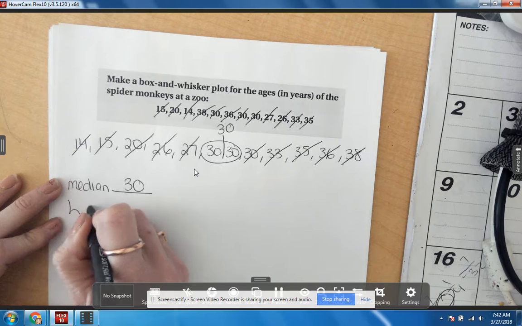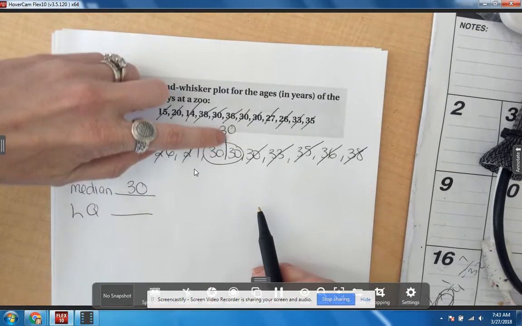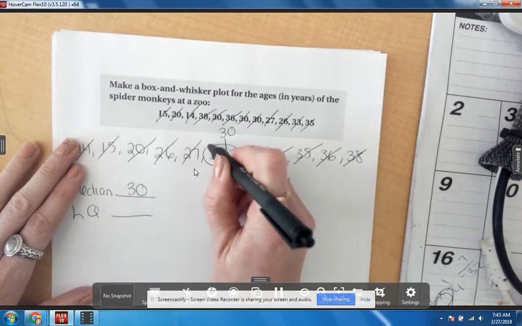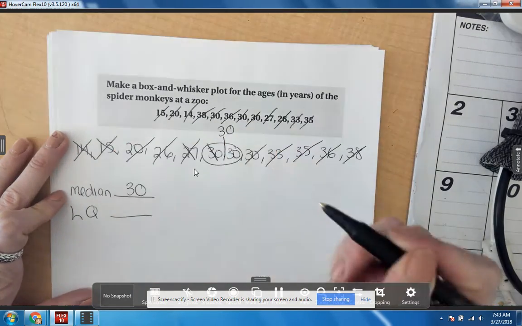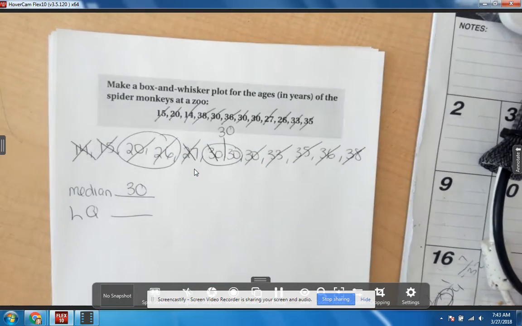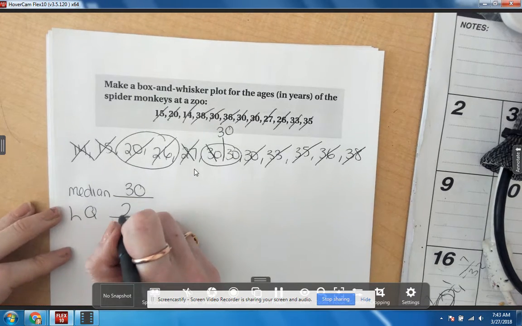Now I'm going to find the lower quartile. I'm going to just call it the LQ, the lower quartile. That's the median to the left. So the reason why I had to put this 30 here is because this counts as a number now that I would be crossing out. So cross out, cross out, cross out, cross out, okay? And then we have 2 numbers in the middle. So I would add them together and divide by 2. That's 46 divided by 2 is 23.